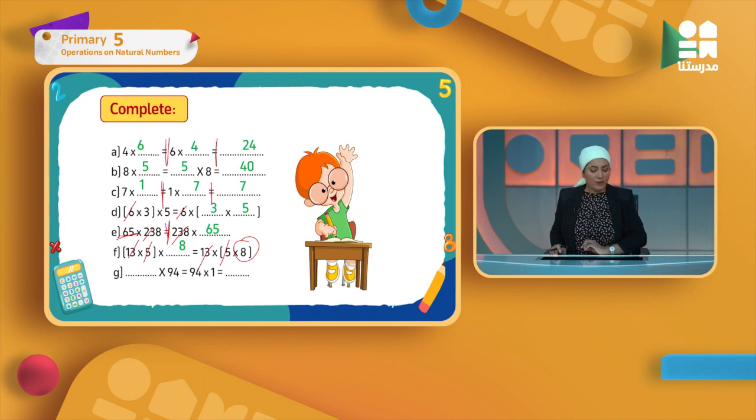Letter G, what times 94 equals 94 times 1 equals what? Again ال equal signs دول الميررز بتوعي. 94 موجودة on both sides، يبقى الرقم اللي مش موجود ال 1 I will put it in the empty space and then I will multiply the 94 by the 1 and my answer will be 94.